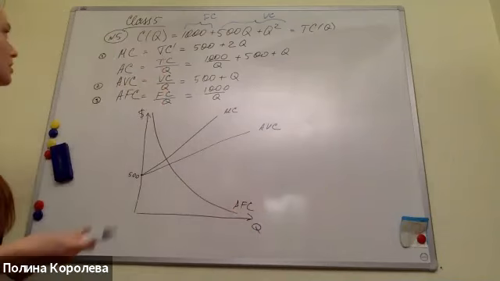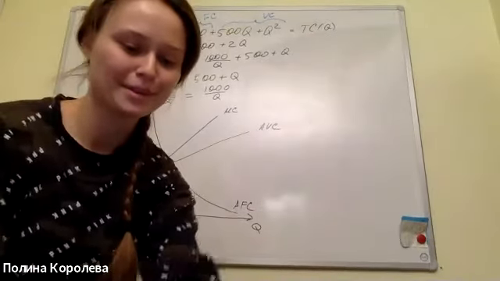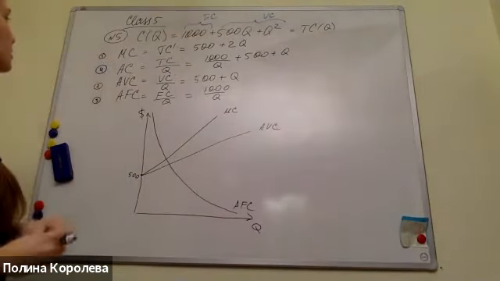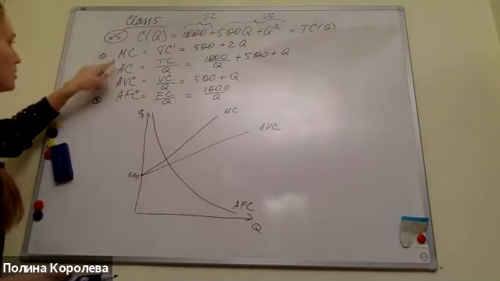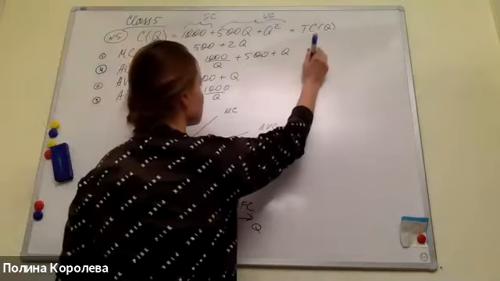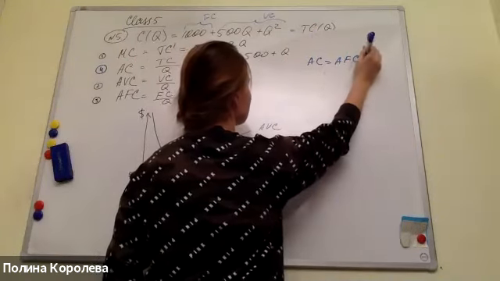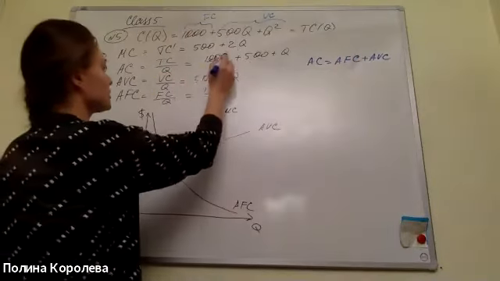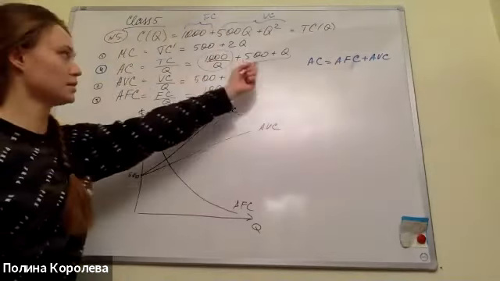Then the hardest is average costs. That's why it's the last one we draw. We know that average costs are combined from average variable and average fixed. Yes, you know this, that average costs equal average fixed costs plus average variable costs. And we see this. Here is a hyperbola plus a linear part. Average fixed plus average variable.